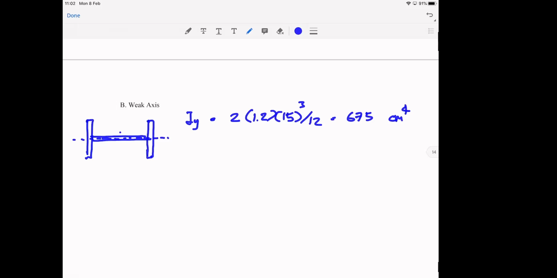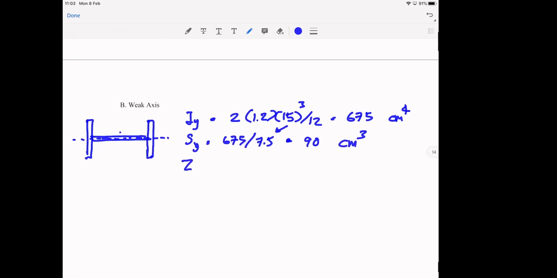And that means my Sy is equal to 675 divided by 7.5, right? A half of this. So that's, ladies and gentlemen, 90 cubic centimeter.